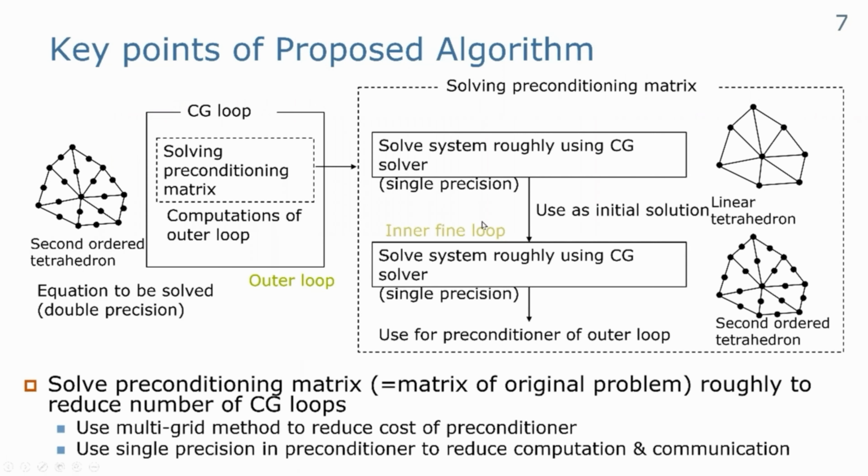We use a multigrid method to reduce the compute cost of the preconditioner. We use single precision in the preconditioner to reduce computation and communication. With the extensive use of the solution space and precision space, we can reduce the computation cost.